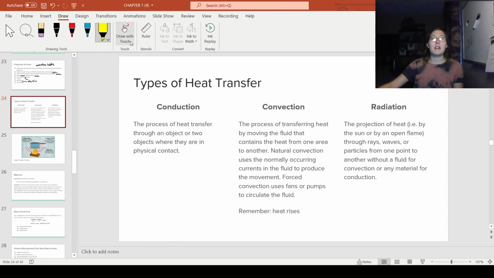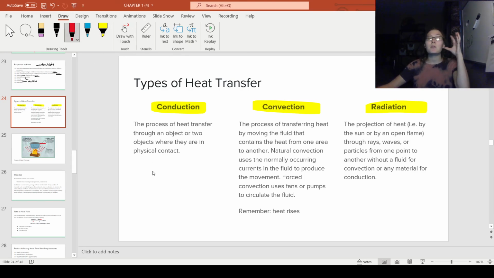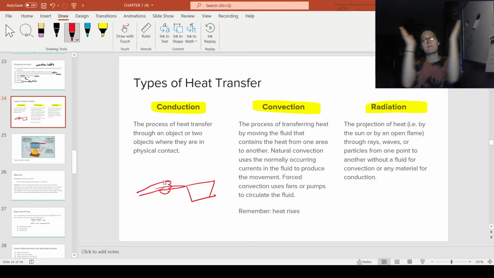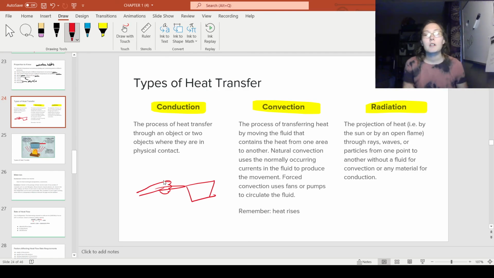You also need to know the types of heat transfer: conduction, convection, radiation. I'm not going to go through all of these definitions. I know you guys can read, and I know you guys have been learning this forever. Conduction is if you touch something, right? If you see a pan sitting there and it's nice and hot, and you go and grab it, and it's a metal handle and it burns you, that heat transfer between the pan and your hand is conduction. It is two objects in physical contact with each other, right?